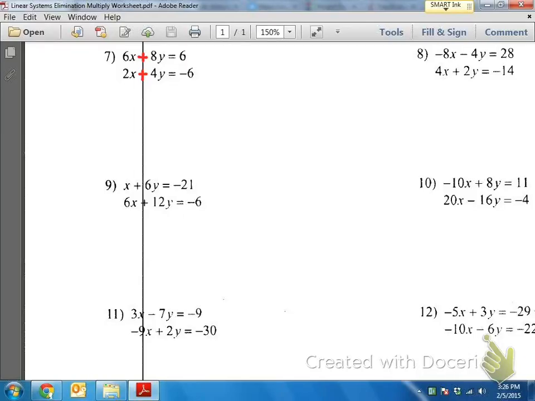Okay, so today we're still learning how to solve linear systems by elimination, but now we're in an unusual situation because we still need to find the inverse. We have to have an inverse so that one of my variables eliminates so that I can begin solving this problem. But here's the problem with number 7.